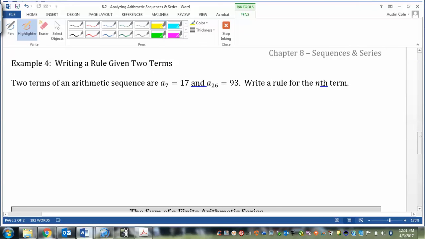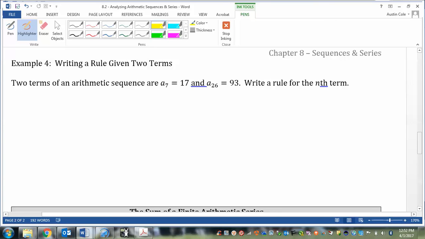Guys, I'm just forewarning you. On our homework, there's literally problems like the first example, problems like the second example, problems like this example. There's literally problems that model every single example we're doing. Okay? This one gets a little bit different. It says 2 terms of an arithmetic sequence are a sub 7 equals 17 and a sub 26 equals 93. Find the rule for the nth term.